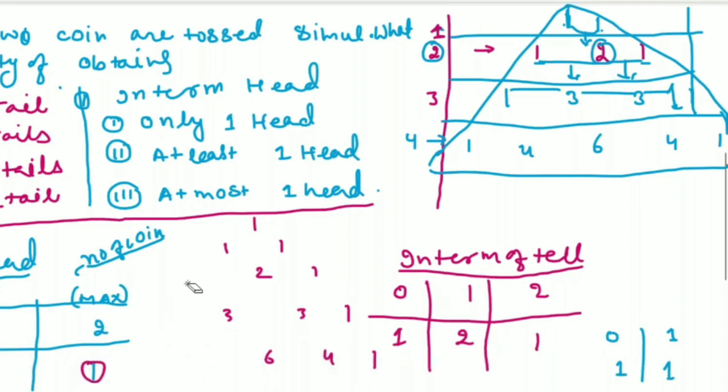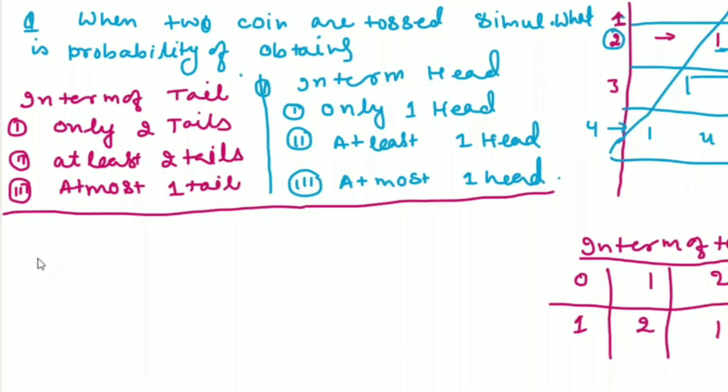So what I'm going to do next is this. Question number 1 is for 1 head. You'll go to the triangle. 1 head will be done in 2 ways. Hence your answer will be 2 by 4. Why 4? Because this is for 2 coins, 2 squared equals 4. Hence your answer will be equal to 1 by 2.